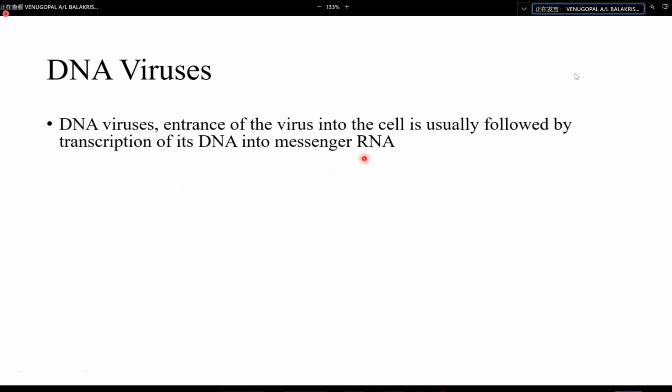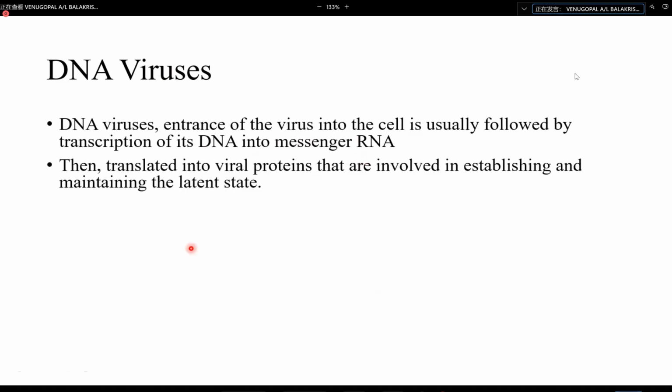So when there is transcription, the DNA of the viruses is also being transcribed. Then it will be translated into viral proteins that are involved in establishing and maintaining the latent state. Now the virus does not have to produce the protein itself because it is already integrated. The cell is transcribing the genes into mRNA, and the mRNA is now being translated into the viral protein. This is how it establishes and maintains the latent state, because it keeps on being there.